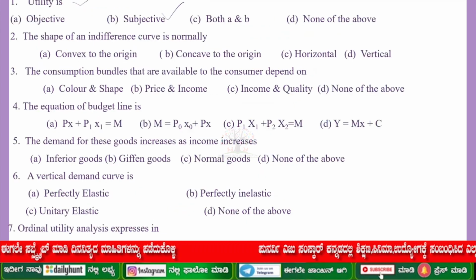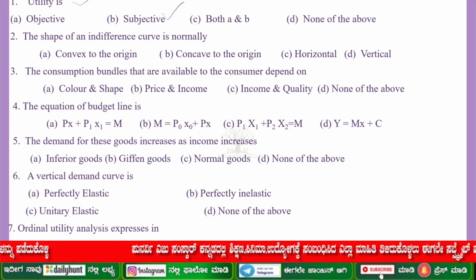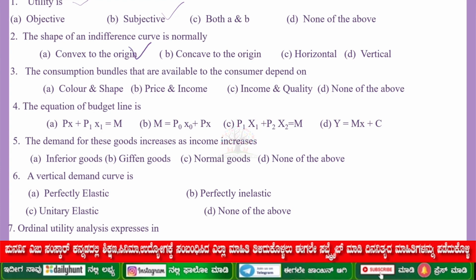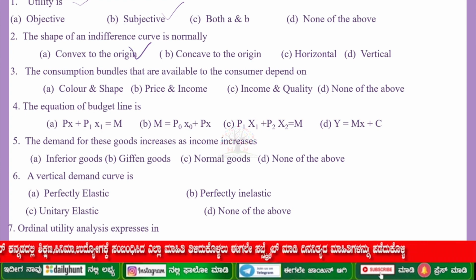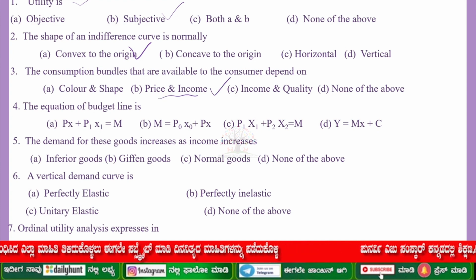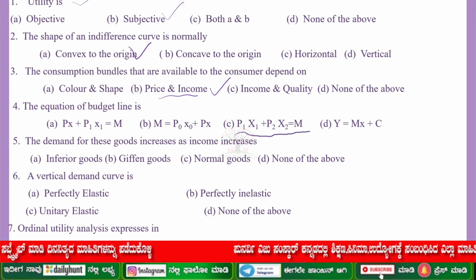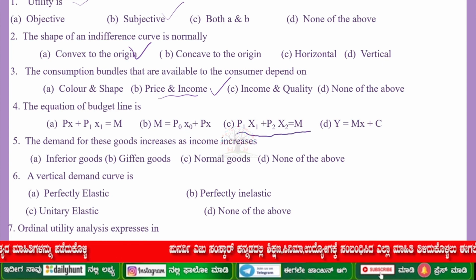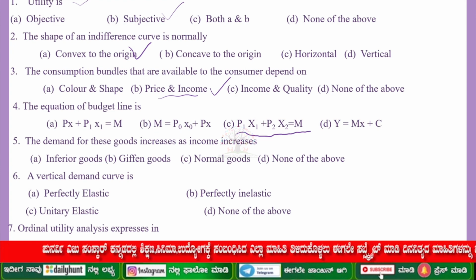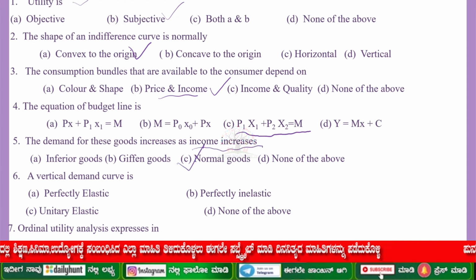Utility is a subjective concept. The shape of the indifference curve is normally convex to the origin. Consumption bundles that are available to a consumer depend on the price and income of the consumer. The equation of the budget line is always P1x1 plus P2x2 equals M. Demand for these goods increases as income increases, that is normal goods.